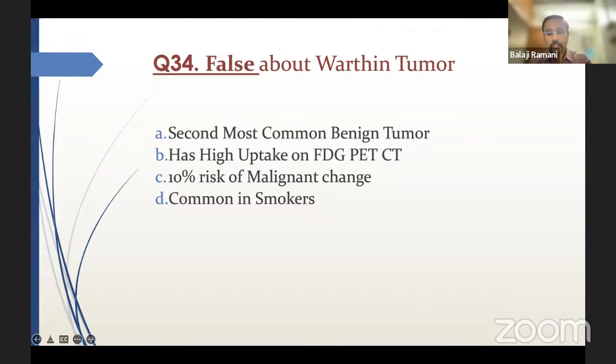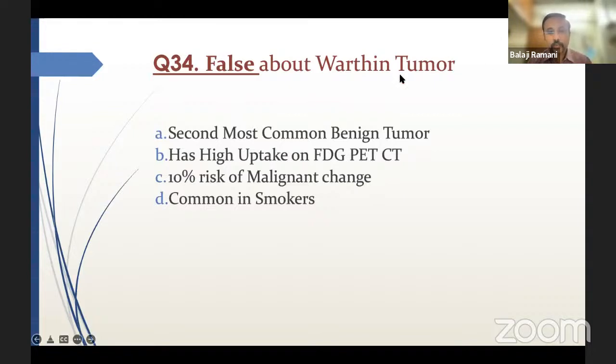So Warthin's tumor, or what is the other name for Warthin's tumor? Cystadenoma lymphomatosum. So it is a cystic tumor with lymphoid infiltrates, and it's also known as the monomorphic adenoma in some cases. Adenolymphoma is another thing. There are other types of monomorphic tumors. It's one type of monomorphic adenoma. So the names are cystadenoma, papillary cystadenoma lymphomatosum, adenolymphoma, monomorphic adenoma. These are some of the terms which are used to describe the Warthin's tumor.